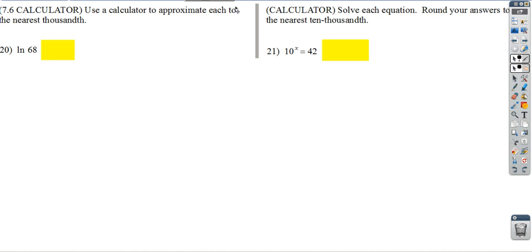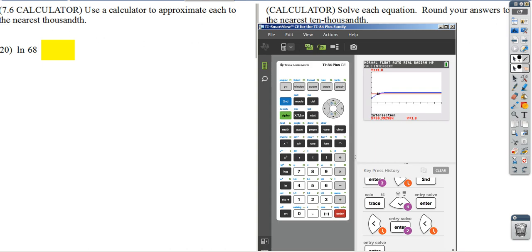Alright, so we'll finish up the practice test now. So number 20 and following those, first of all, 20 doesn't really have a lot of math involved. You just have to know how to use a calculator to do this. So the natural log of 68, I'll show you how to do that.